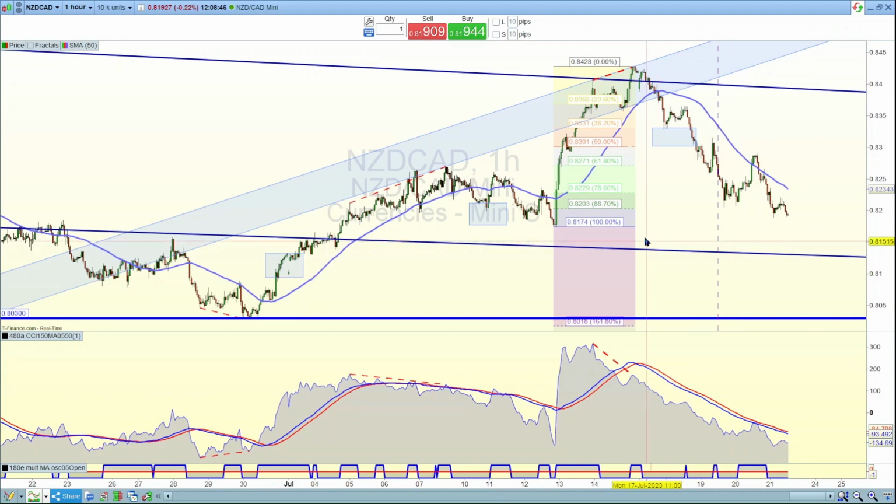The New Zealand Canadian dollar, same action happened, broke below our channel there, hit our target and fell further. You can see that's fallen way below the 61%, and it may well be a further decline beyond the 100% retracement, and actually may come and rest on this trend line we drew some time ago.